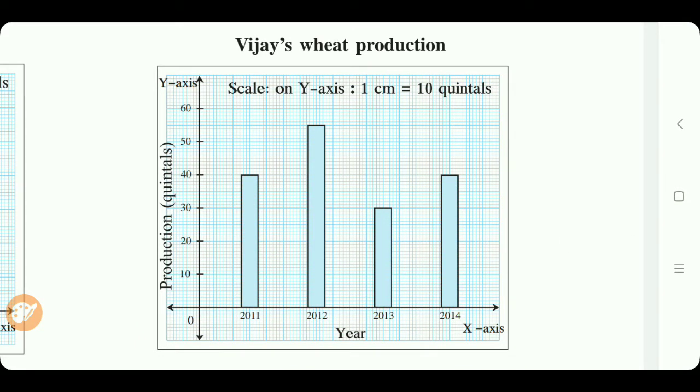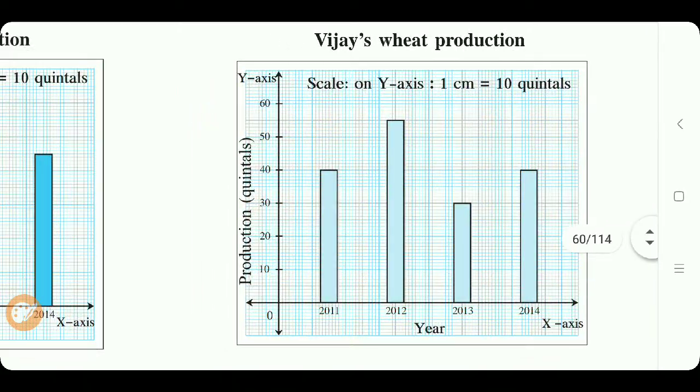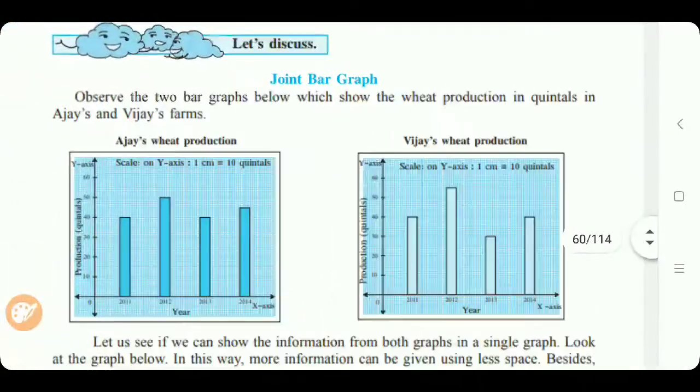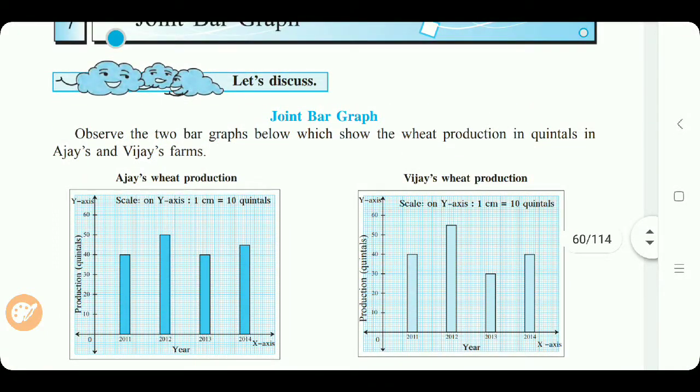Okay, what is my question? That in this year who produced more wheat? Naturally Ajay produced more wheat. Okay, like this we can find out the answer. But students, it will require more time, and it is difficult to compare Ajay and Vijay's wheat production. Correct? If the bar graphs are two, it is very difficult to compare.